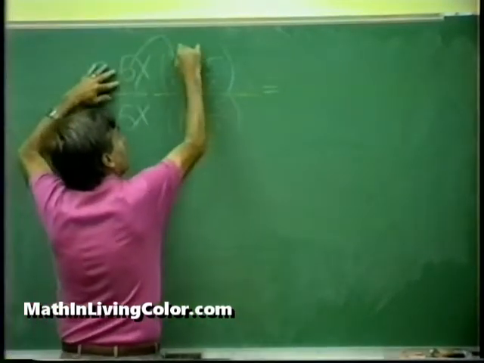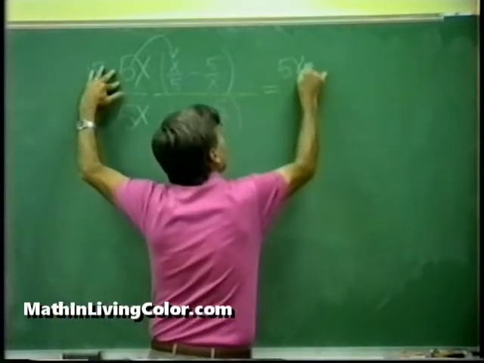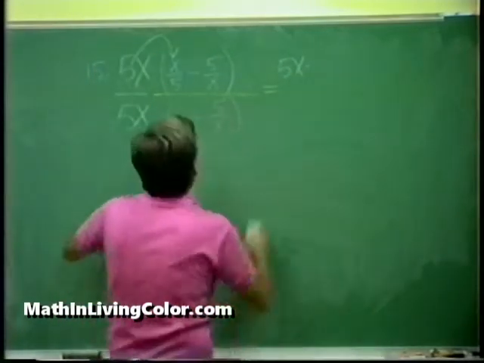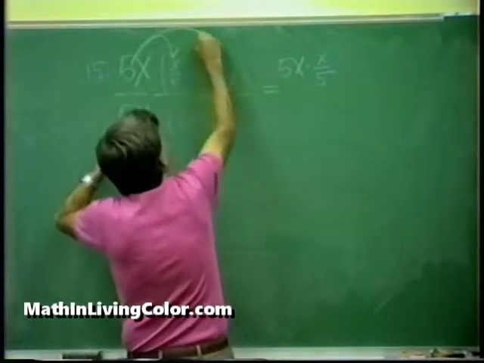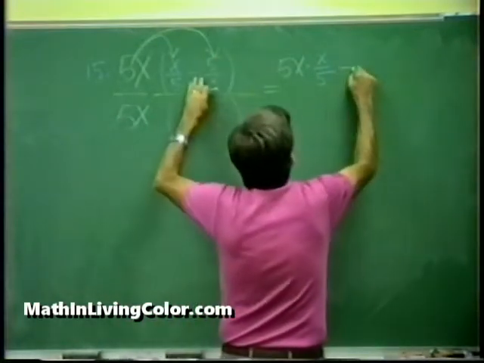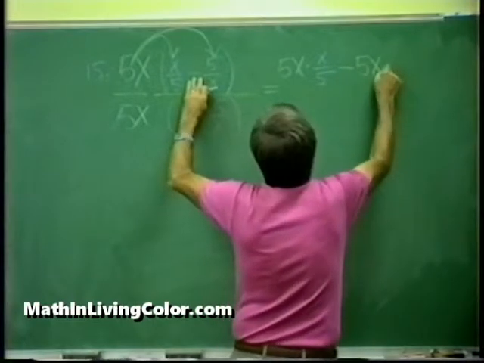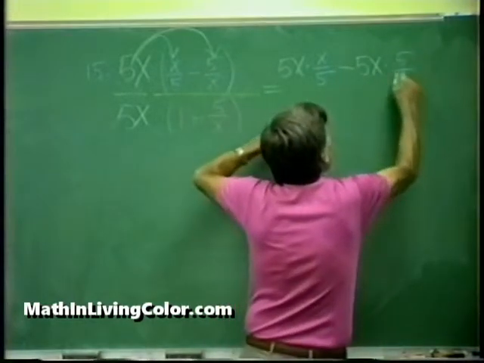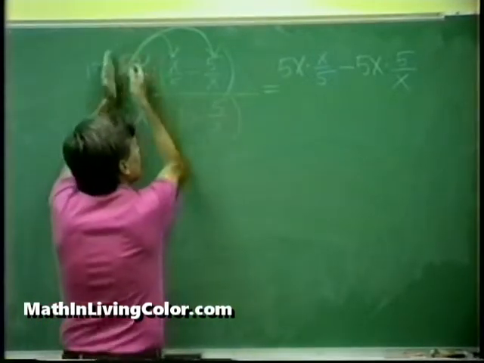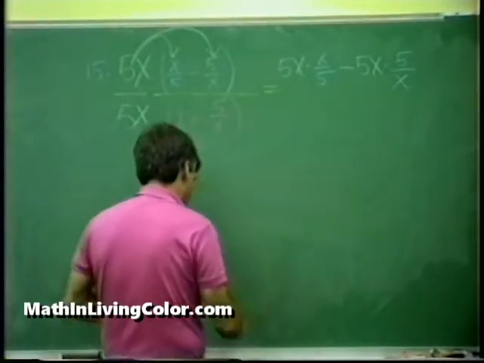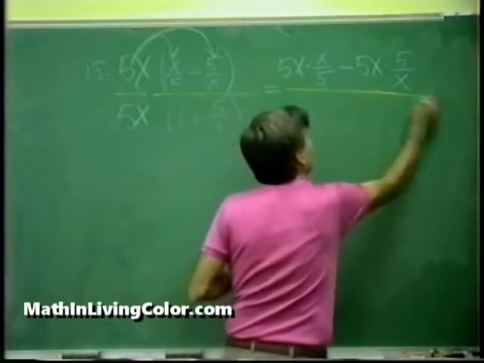Distributive property. I'm going to have 5x times this, x over 5. And then I'm going to have to do 5x minus 5x times 5 over x. Okay? That's what I'm going to do. I'm going to do this times this and this times that. That's how I get that numerator. And then it's all divided by.